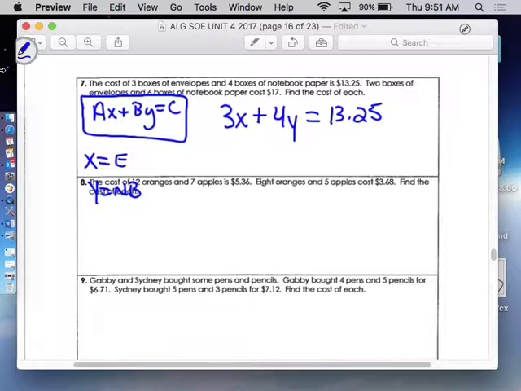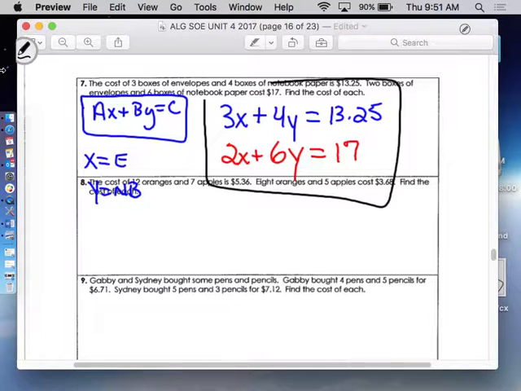3 boxes of envelopes and 4 boxes of notebook paper is $13.25. So that's my first equation in the system. And then my second equation, I have 2 boxes of envelopes, so that's 2x, and 6 boxes of notebook paper, so that's 2x plus 6y, and the cost is 17. So this becomes my system for solving. You solve as you wish. It doesn't matter at this point.